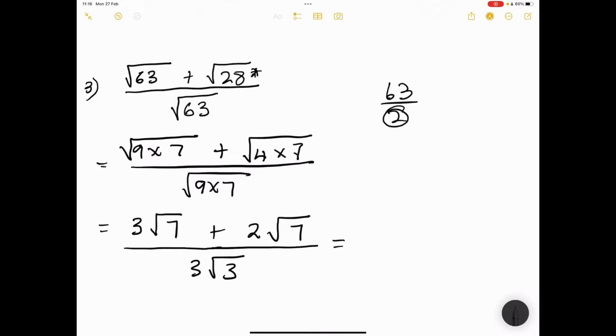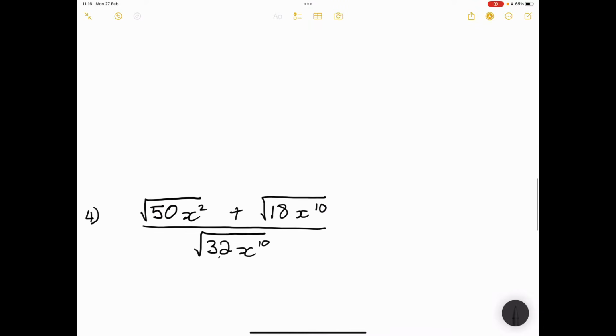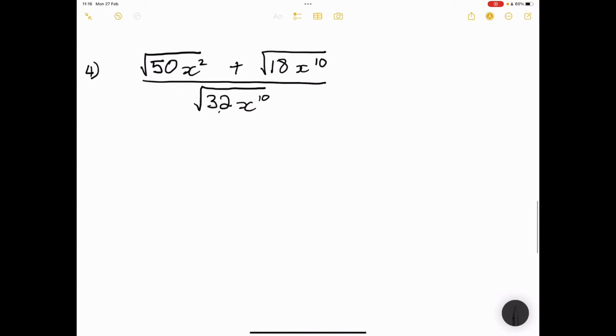Now let's try and simplify that. So we've got 3 plus 2 root 7, so that would give us 5 root of 7 divided by 3 root of 7. And again, we see how that can cancel each other, and our final answer would be 5 over 3. All right, I hope that makes sense, ladies and gents. Right, let's go on to the next one.